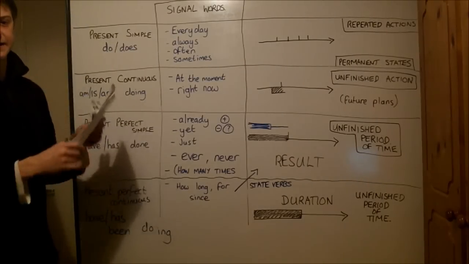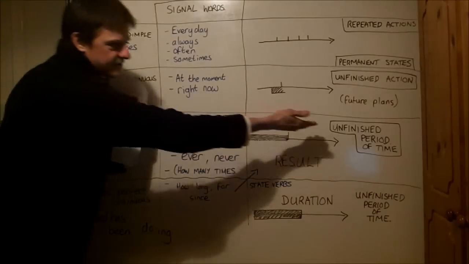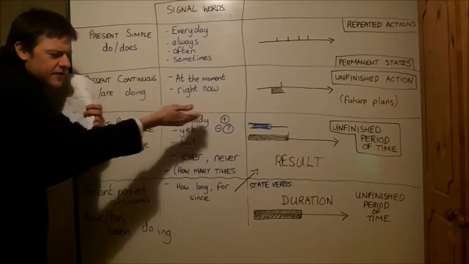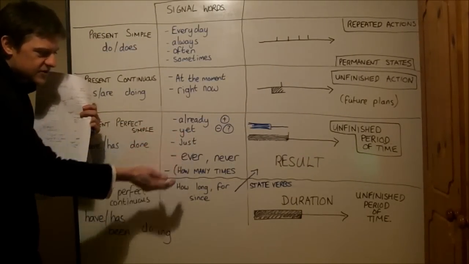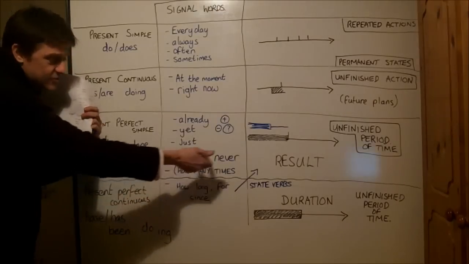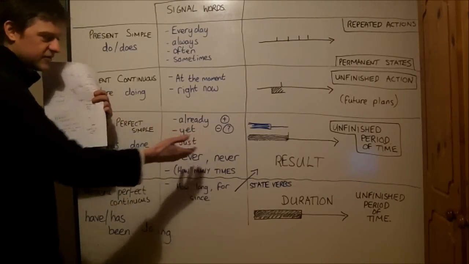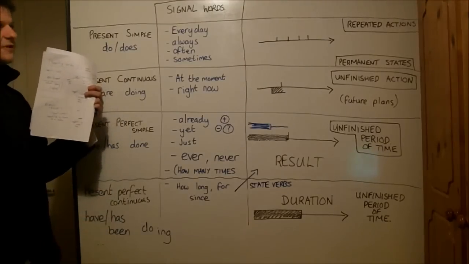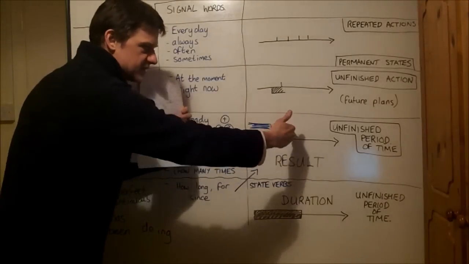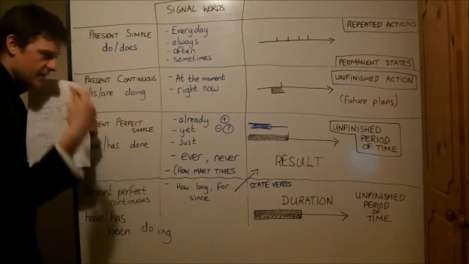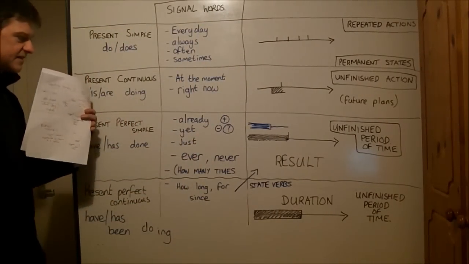I have already done it. Here it is. Already is an unfinished period of time. That's it. It refers to an unfinished period. So does yet. So does just. So does ever and never. So these words, because when you say I have never been to France, you mean all your life in that unfinished period of time until now. Yeah, I have never been to France. I have never seen that film.